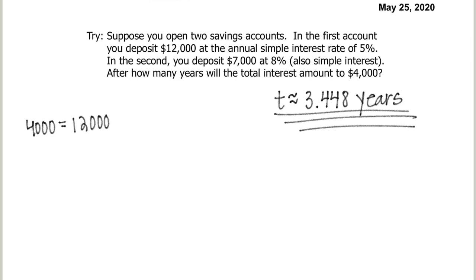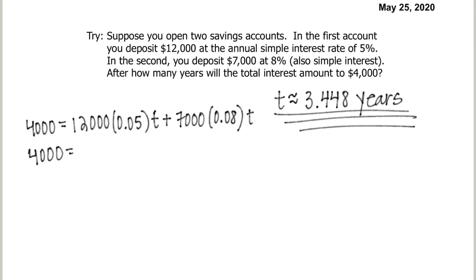4,000 equals 12,000 times 0.05 times T plus 7,000 times 0.08 times T. 4,000 equals 12 times 5 is 60. And then we had 3 zeros, but we had 2 places that we had to come in. So that was where 600T is coming from.